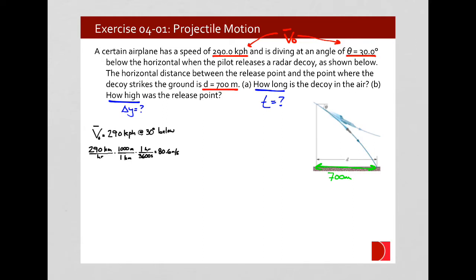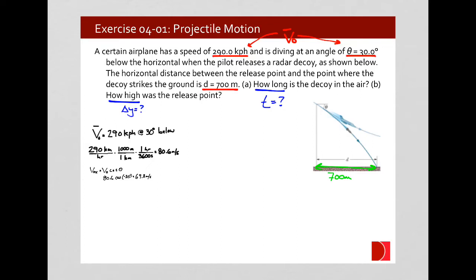So what that tells us is that the initial velocity in the x direction is the initial velocity cosine theta. So that is 80.6 cosine of negative 30 degrees, which is 69.8 meters per second in the x direction. That's a positive amount because from our picture we just looked at, it is to the right, and so it should be positive in the x direction.